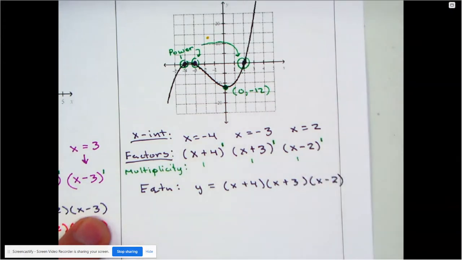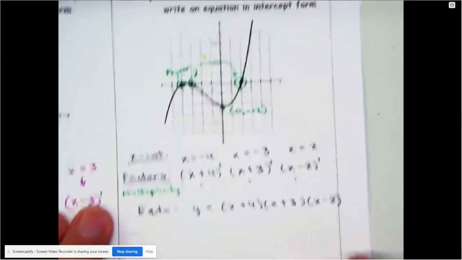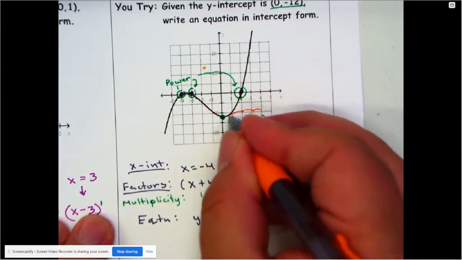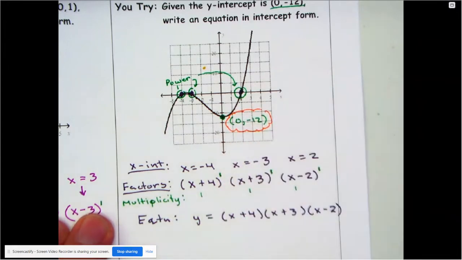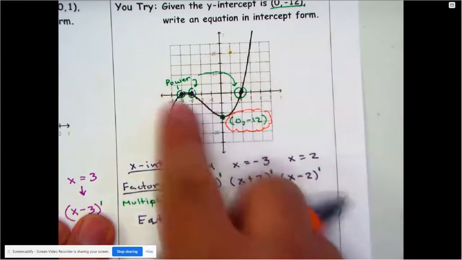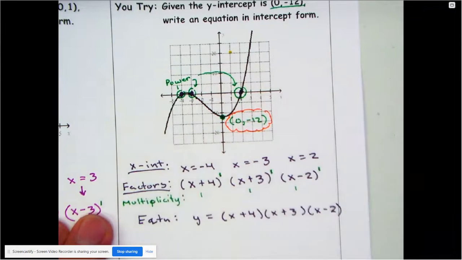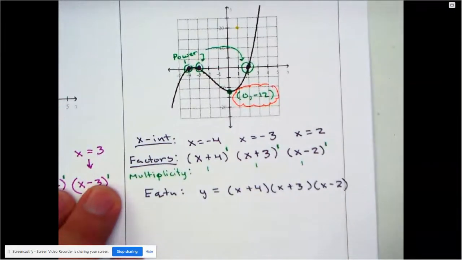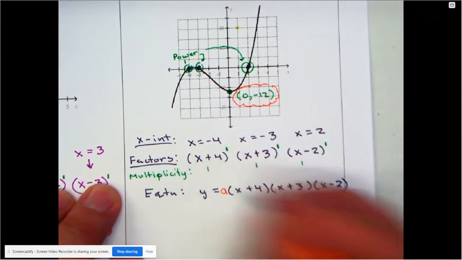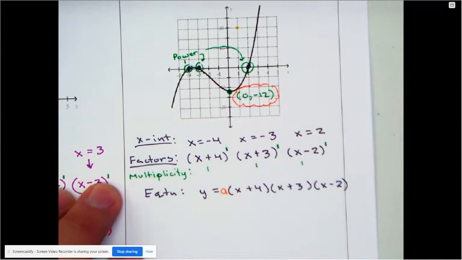Now, the biggest mistake people make on the test is they'll say, cool, I'm done. I finished this problem, but you forget one thing. They gave me this extra random point. Again, it could be anywhere, just not an x-intercept, but it could be anywhere else. But when they give you that random point, it means one thing. There's an a value for you to find. We need to find that a value.